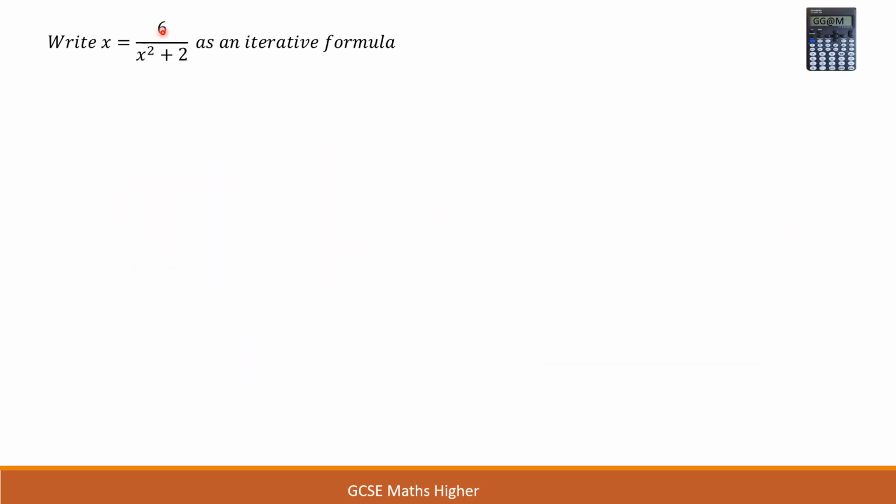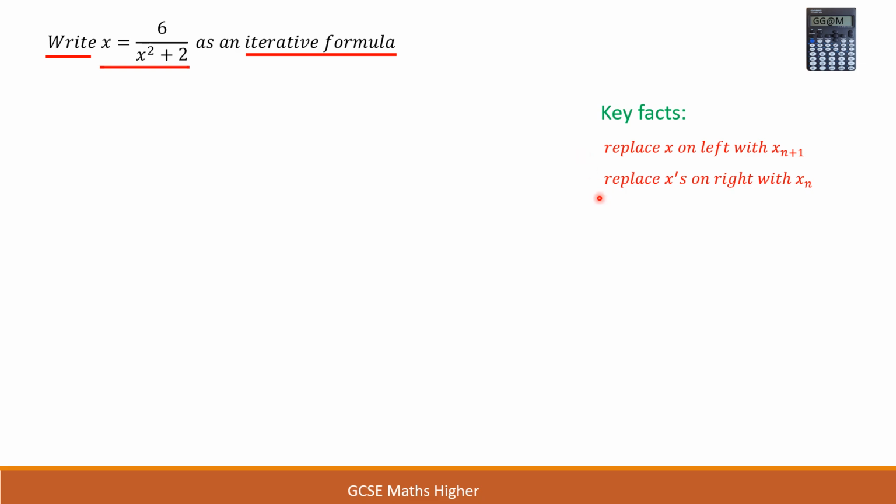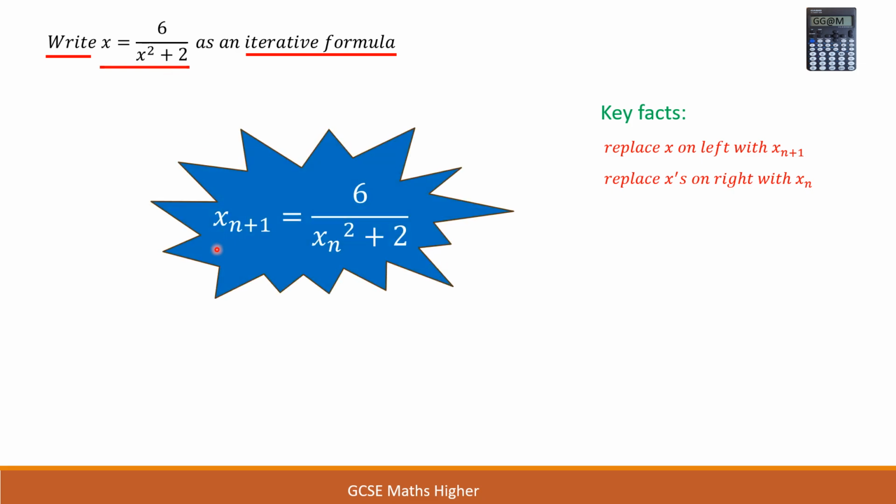So remember, we're going to look at writing an iterative formula. The words write, the equation that is given, and the iterative formula are the key words in the question. Our key facts are what we've just looked at. We're replacing the x on the left with x n plus 1 and the x's on the right with x n. So all we've got to do is replace this x with x n plus 1 and the x on the right with x n. Press pause, have a go at writing it down, and then press play when you're ready to hear the answer. Fantastic, if you wrote x n plus 1 is equal to 6 over x n squared plus 2. You're going to have a little practice of writing some iterative formulas, then we're going to take this iterative formula and you're going to have a go at working out how to use it.